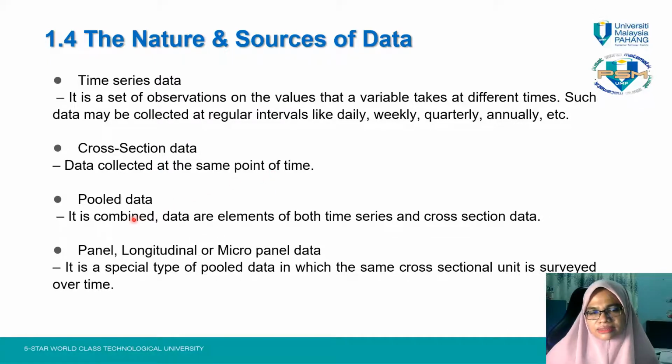The third econometrics data, that is pooled data. Pooled data actually is a combination between time series data and cross-section data. And the last one, that is panel, longitudinal or micropanel data. It is a special type of pooled data in which the same cross-sectional unit is surveyed over time.